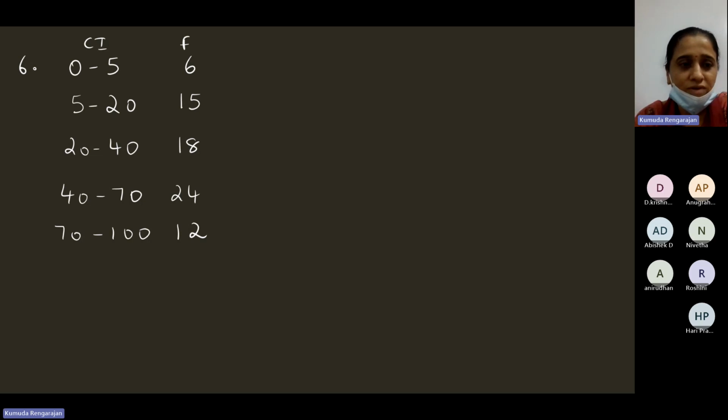Yes, it is continuous because 0 to 5, 5 to 20, 20 to 40, it's continuous. There's no gap. But the other condition is that they should have a uniform size. No, they don't. So when they don't have a uniform size, we'll have to find something called the adjusted frequencies or the corrected frequencies, whatever your teacher calls it, or new frequencies. So once you find the new frequencies, using the same class intervals, but the new frequencies, you'll make the histogram.